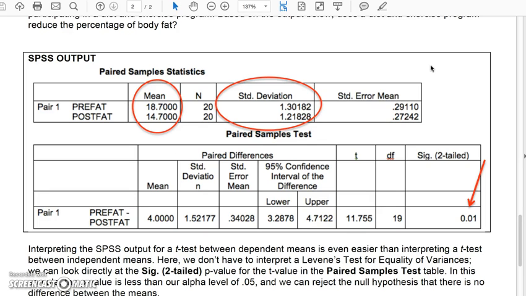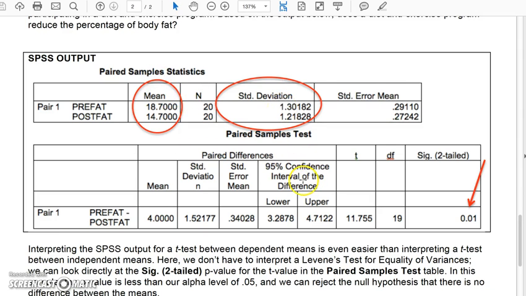And so we can look right at the significance value, or the p-value, for the t-value in the paired samples test table. Okay, so again, in this top table, you're going to get your basic descriptive statistics, so pre and post. These are before they participated, there's their mean body fat, and then after they participated, there's their mean body fat. Then you see the number of people at each time point, and then the standard deviation.